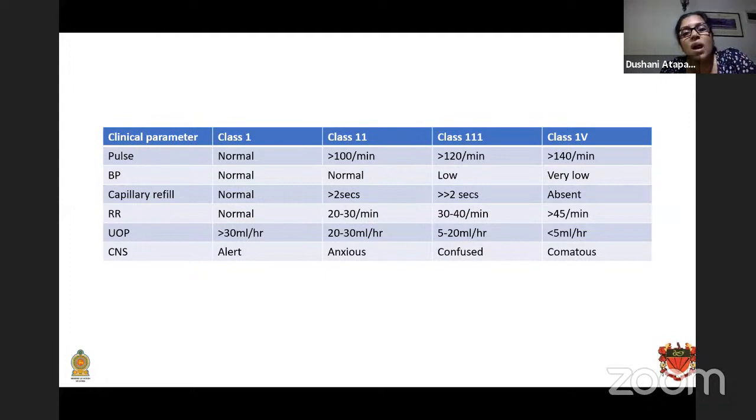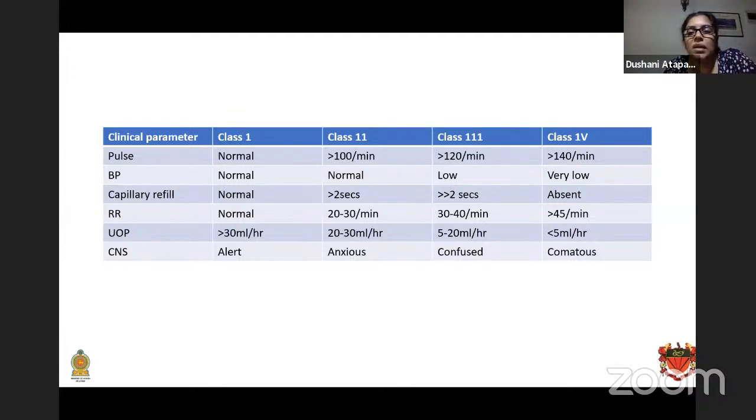But look at class 2. Still the blood pressure would be normal, right? There, the patient has now lost nearly 30% of blood, but the patient starts to become tachycardic, right? More than 100 per minute, and their capillary filling is prolonged by this time, and they're tachypneic, 20 to 30 per minute, and the urine output is slowly coming down. And by this time, they are a bit hypoxic, so they'll be anxious.